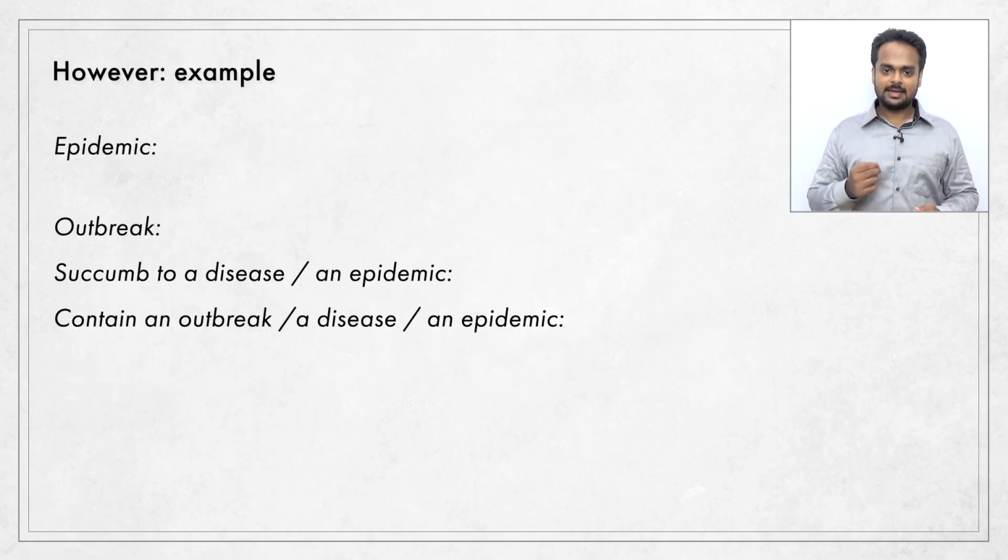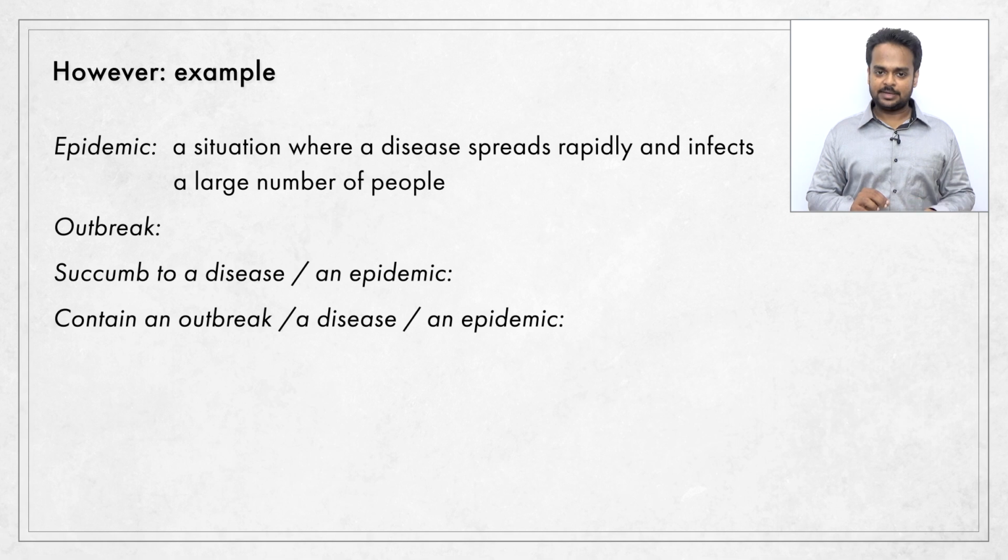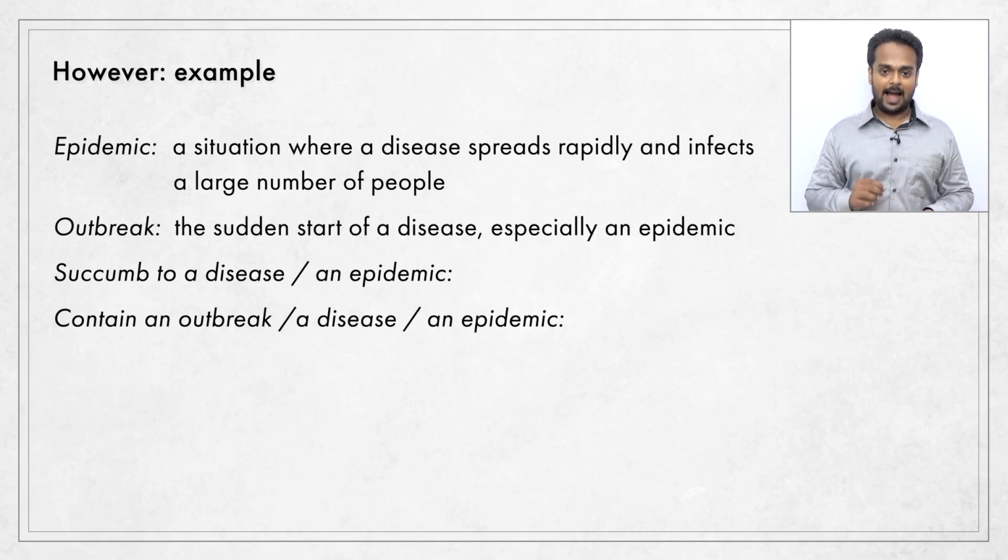So let's look at an example of written language using however. To understand the example, you will need 4 vocabulary items. The first is epidemic. This means a situation in which a disease spreads rapidly, that is, fast, and infects a large number of people. Some examples are cholera epidemic, a flu epidemic, a typhoid epidemic, etc. The second word is outbreak. This refers to the sudden start of a disease. In our example, the outbreak of the epidemic.